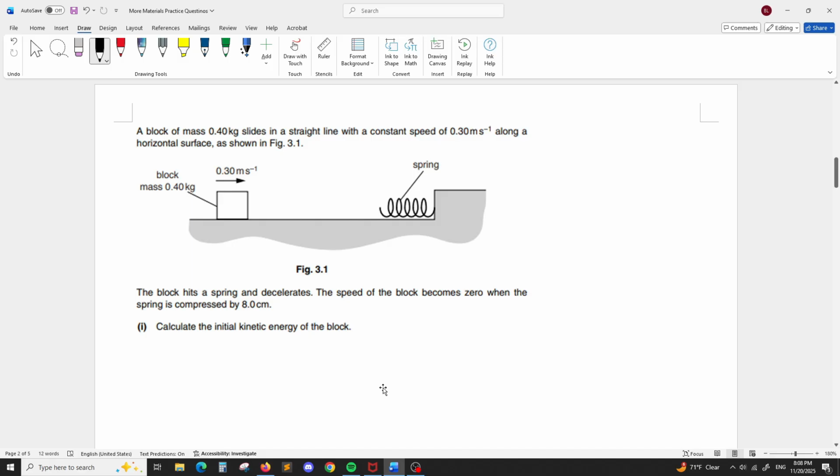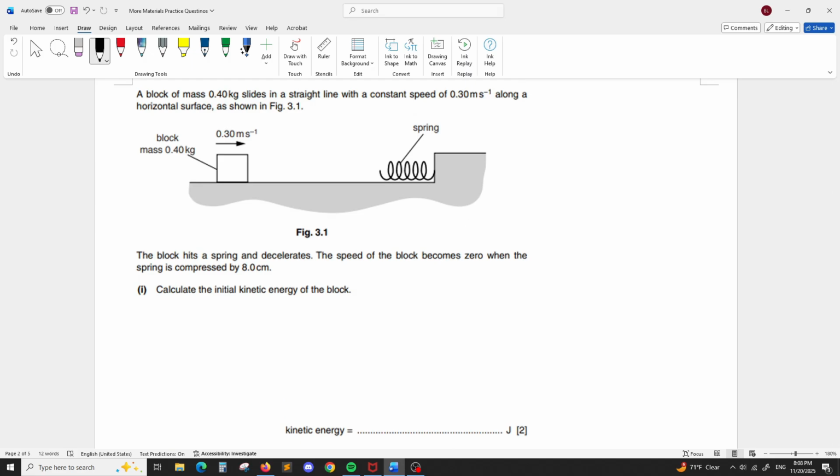Okay, next problem. A block of mass 0.4 kg slides in a straight line with a constant speed of 0.3 meters per second along a horizontal surface as shown. The block hits the spring and decelerates. The speed of the block becomes 0 when the spring is compressed by 8.0 centimeters. Calculate the initial kinetic energy of the block.